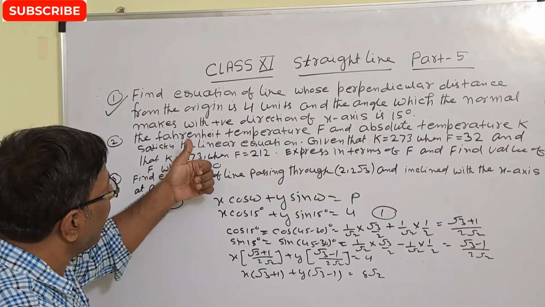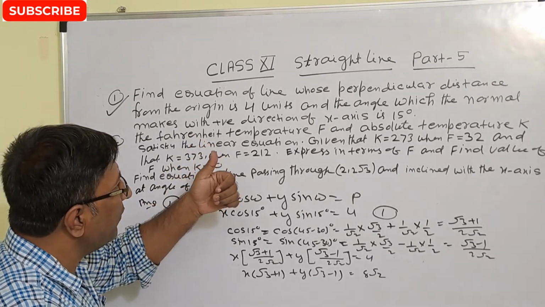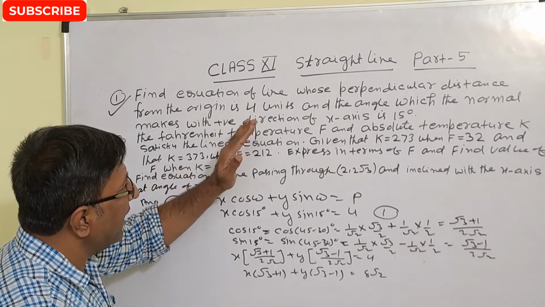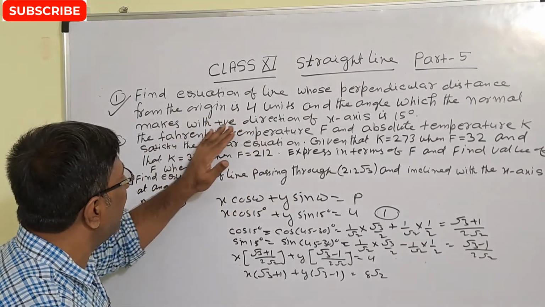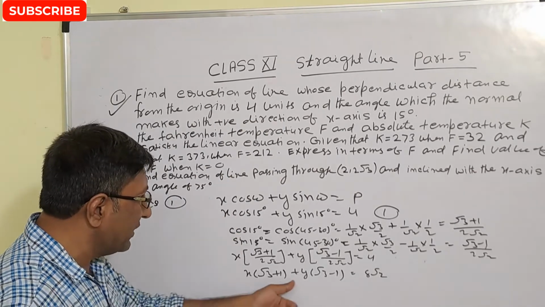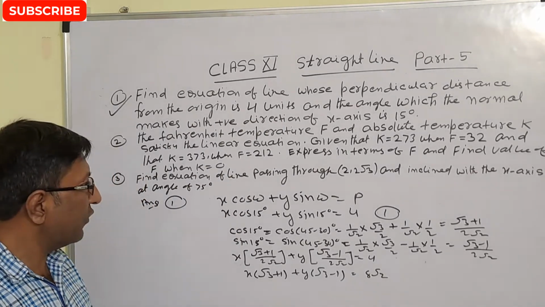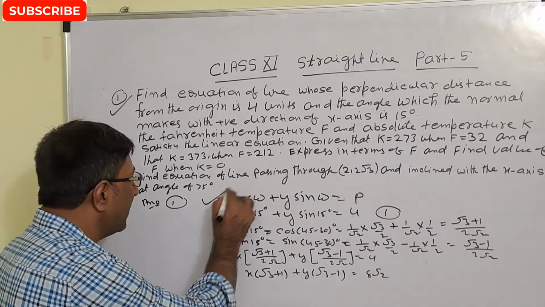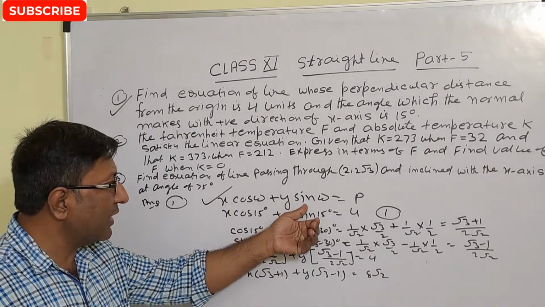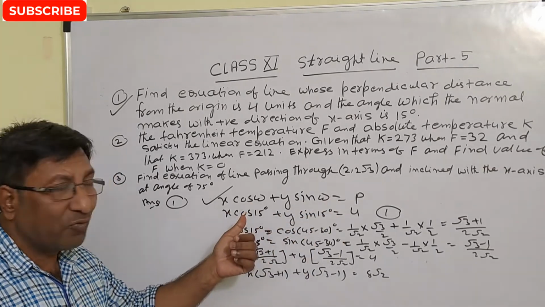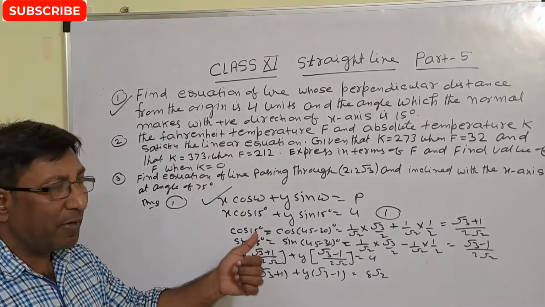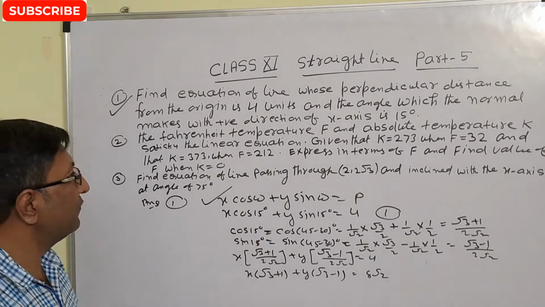So the question is find equation of line whose perpendicular distance from origin is 4 and the angle with the normal mixed with positive direction of x-axis. So this is the right answer. Okay. So for this type of question, you have to remember this formula, that is x cos omega plus y sin omega equal to p. Omega is the angle with positive direction of x-axis and p is the perpendicular distance from origin.